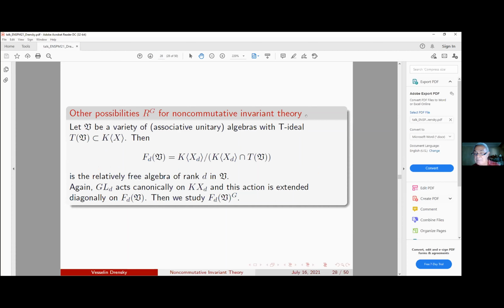So here I should be thankful to Daniela, who introduced everything I need for my talk. So we have a variety of associative algebras. I assume that the algebras are unitary, although some of the results also hold in the general case. And I consider the T-ideal of the algebra, of course. Then we consider the relatively free algebra of rank d, so with d generators. And the general linear group again acts canonically on the vector space spanned by the generators. And this action is taken diagonally, as in the case of the polynomial algebra and the free associative algebra. And of course, we study the fixed points.